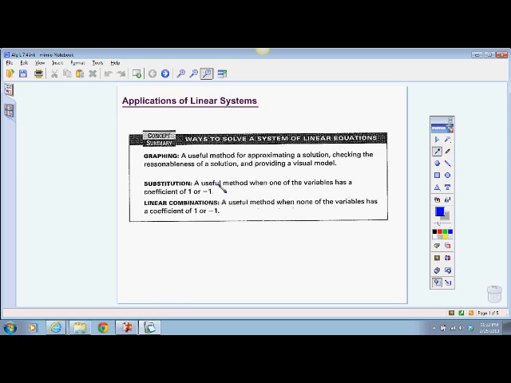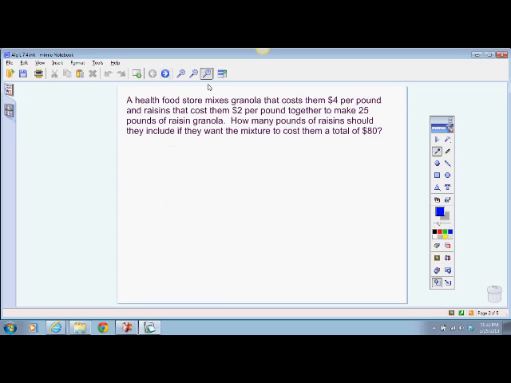Substitution is useful when one of the variables has a coefficient of 1 or -1. It's easy to solve for a variable when it has a coefficient of 1. And it's nice to use linear combinations when none of the variables have a coefficient of 1 or -1. Now in any case, you can use any of the methods. This is just a little cheat sheet of when you should use what method. So let's look at an example.